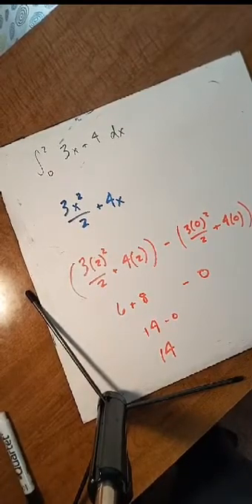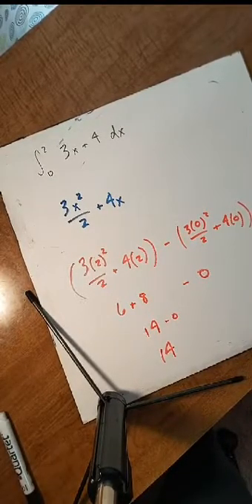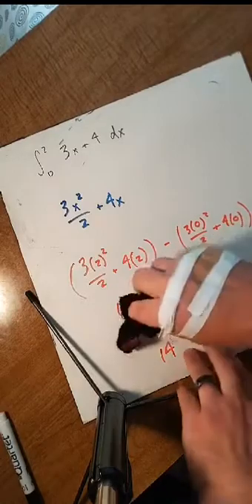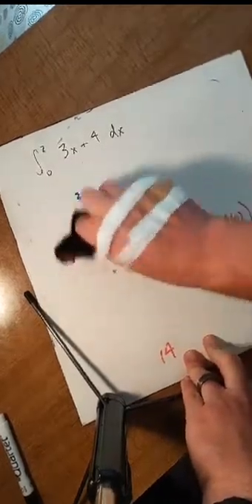Okay. Now, this isn't the only way to solve a problem. What we can always do is just find the area underneath the curve. So I'm going to do this problem over again, but using geometry. So I'm going to graph out what this equation would look like.